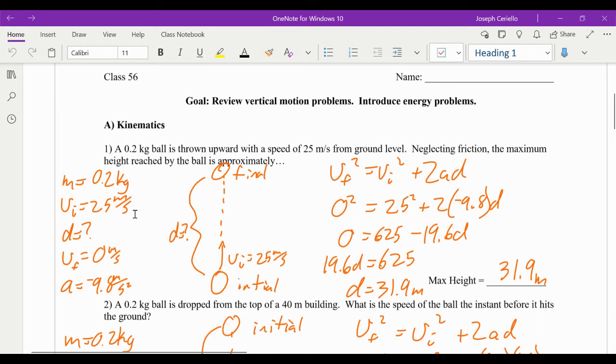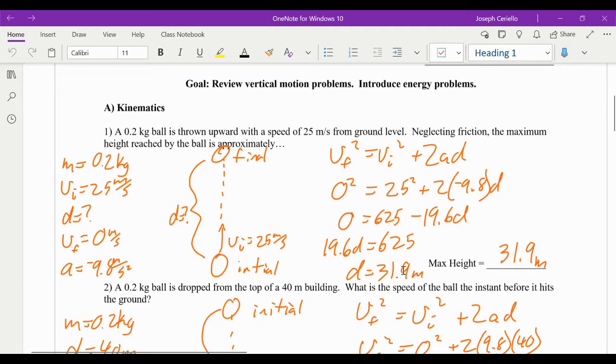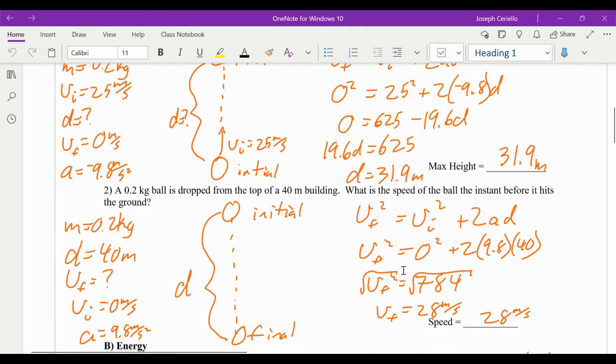So, standard, the initial velocity is 25 meters per second, we're looking for d. V final is 0 because at its highest point, its velocity is 0. Acceleration is negative 9.8 meters per second squared because gravity is slowing the object down as it goes up in the air. So we don't have time, but we can use the timeless equation. It's a classic. And working through, we get that the distance, the max height, is 31.9 meters.